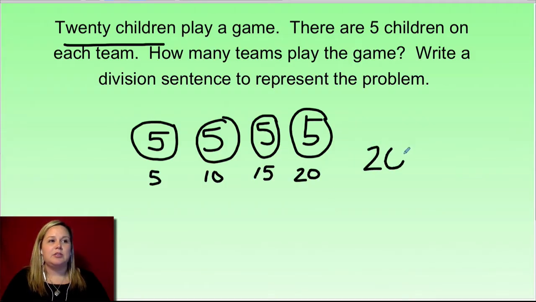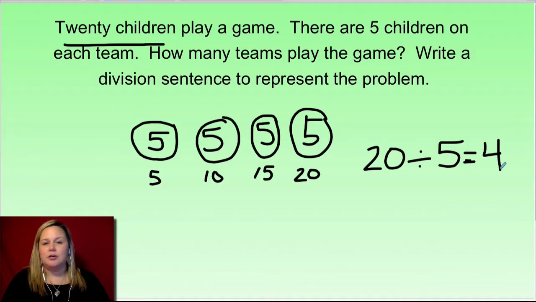Okay, so if I wanted to write a division sentence that matches this picture, I could start with 20, because we know that when we start with division, we always start with the biggest number, divided by 5, because there was 5 in each group, and then I figured out once I counted that there were 4 groups or 4 teams in this problem.